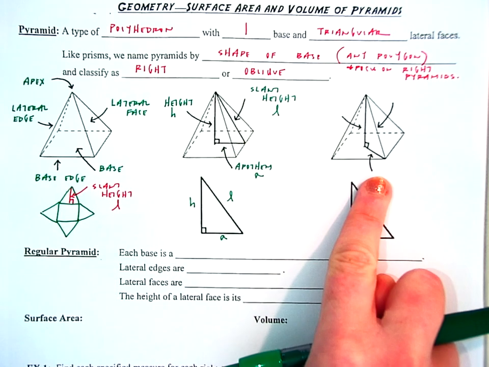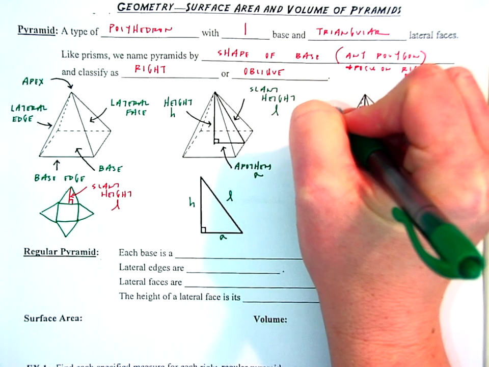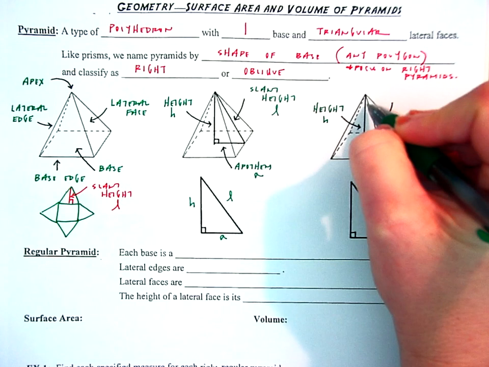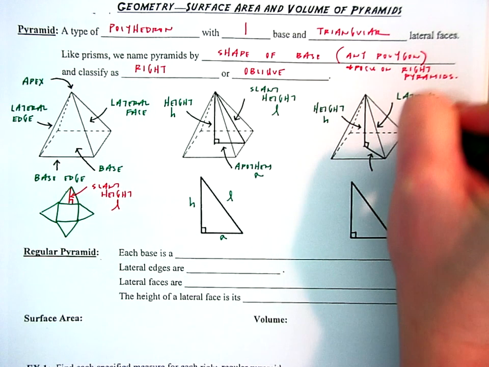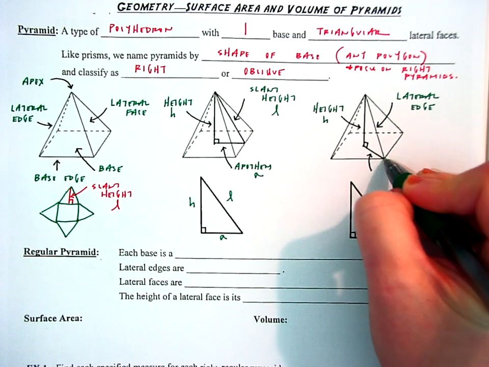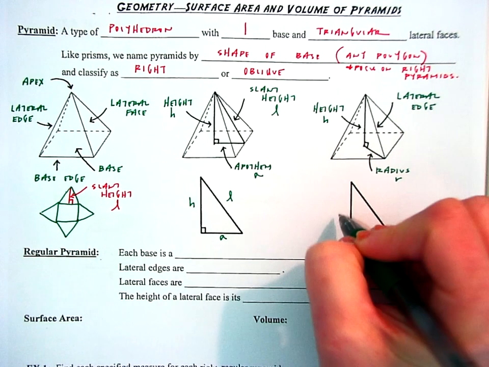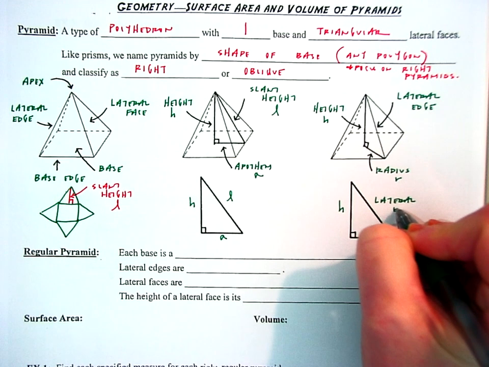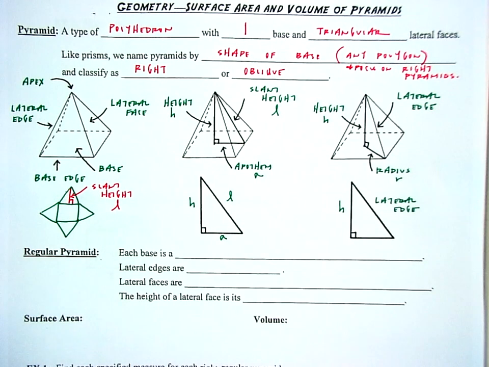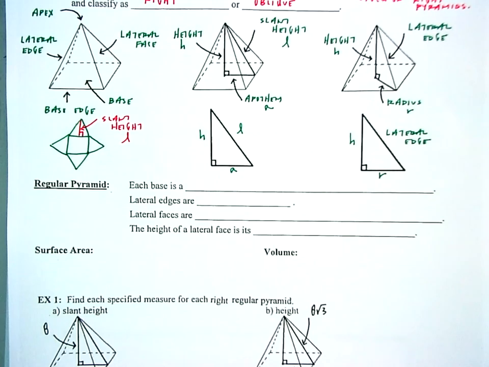So that is what I'm trying to illustrate over here, that this is still my height. This is here a lateral edge. And then right here, center to a vertex, that's a radius. So here's my height, here's the lateral edge. Okay, and then here is my radius. All right, so we should be good on vocabulary.